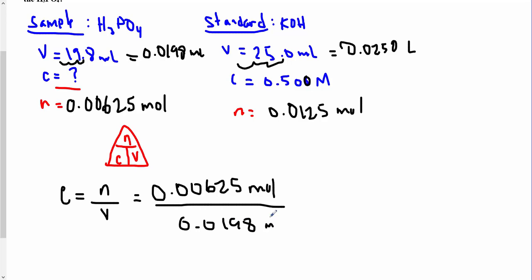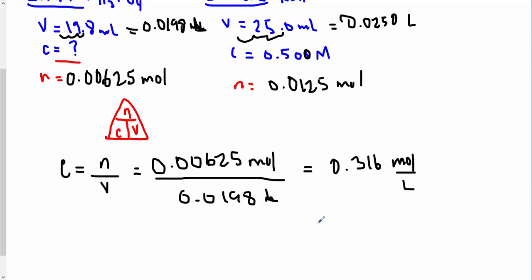Okay, and my last step now is to go ahead and make that calculation, to divide the numerator by the denominator, and it comes out to be equal to 0.316 moles per liter, which can of course also be written as 0.316 molar, or capital M, moles per liter. Okay, and that is our concentration, which is the concentration of our sample, H3PO4, the phosphoric acid.